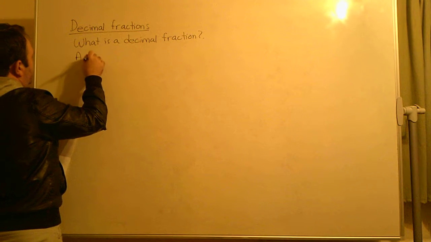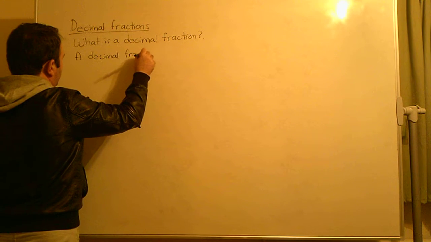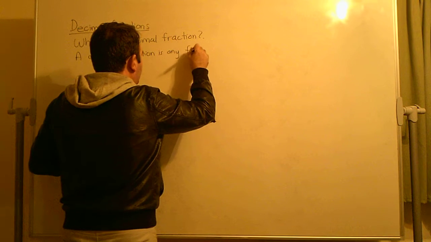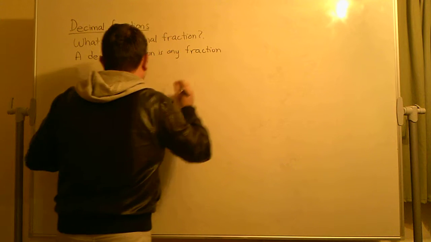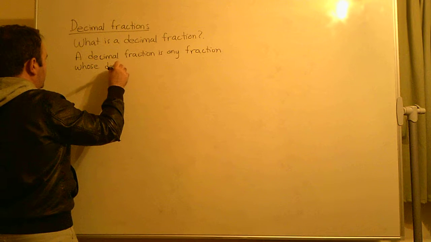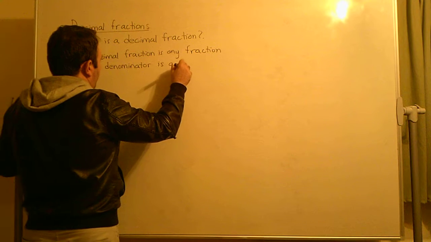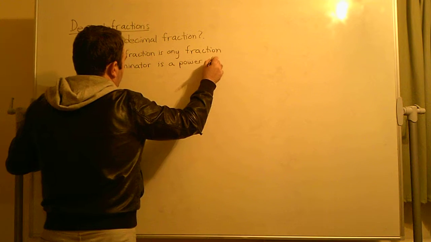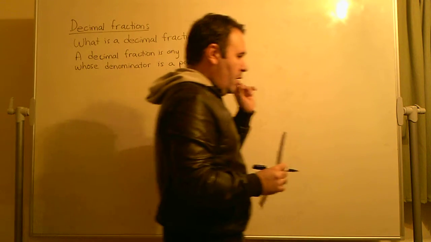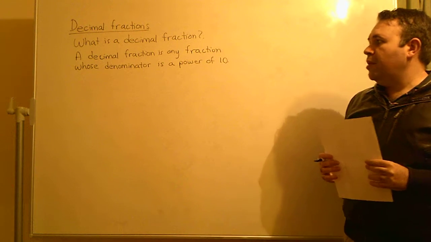A decimal fraction is any fraction whose denominator is a power of 10. Okay? A decimal fraction is any fraction whose denominator is a power of 10.